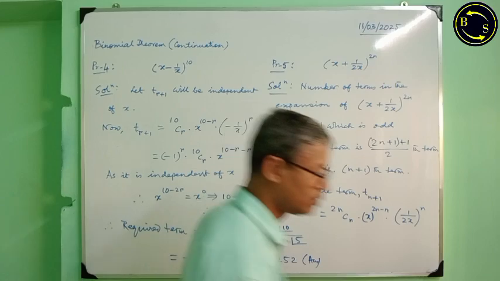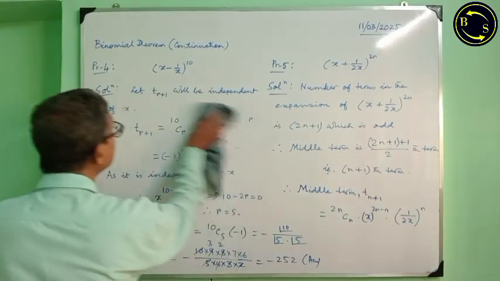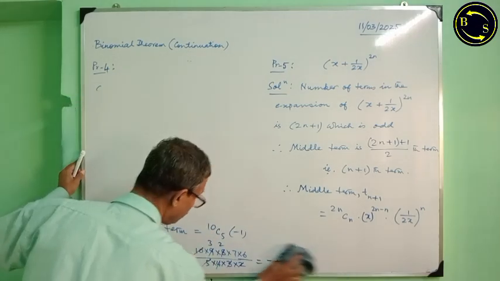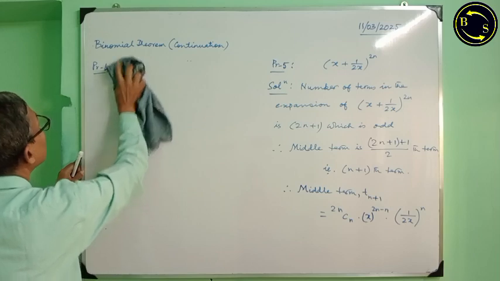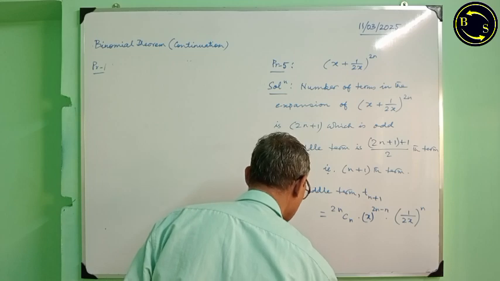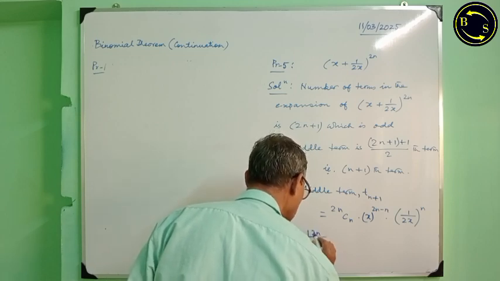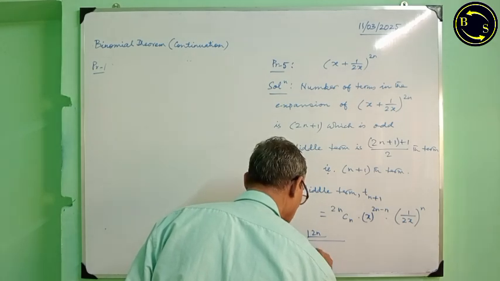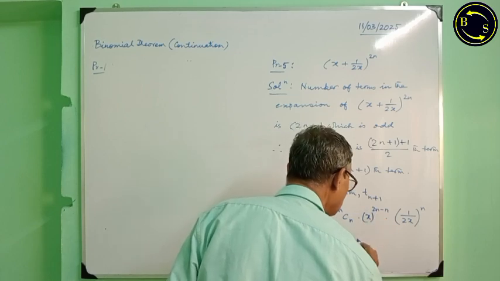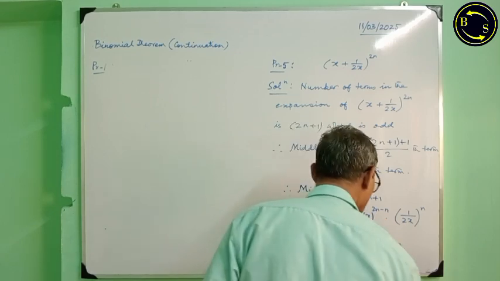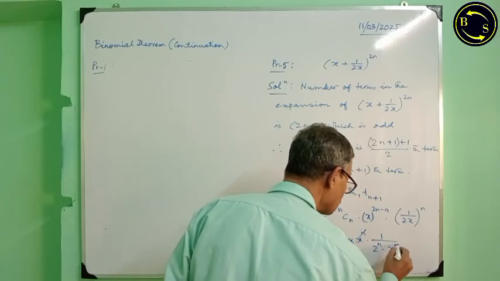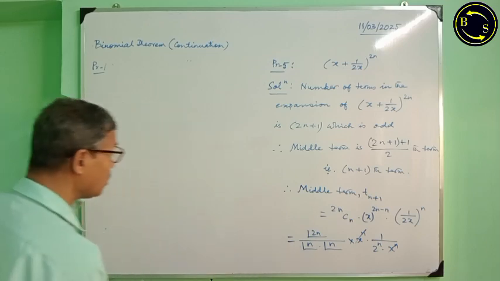I need space. First I will write this. It will be factorial 2n by factorial n into factorial n into x to the power n into 1 by 2 to the power n into x to the power n. These two cancel. Now we simplify this one.